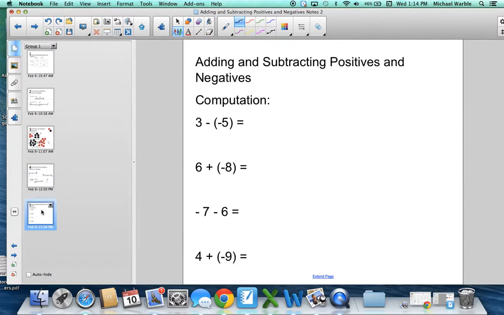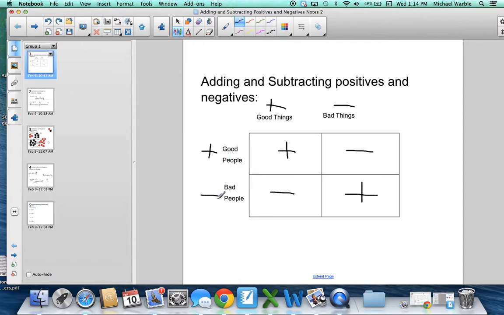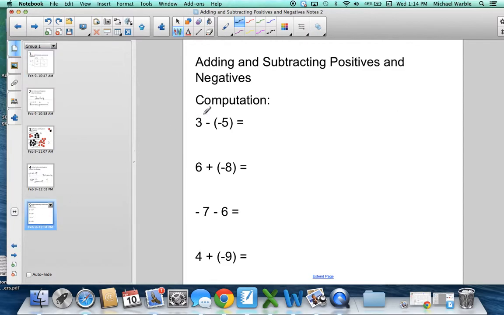We're just going to go into straight computation here, because a lot of you guys have good number sense, or this kind of stuff just makes sense to you. So we have 3 minus negative 5. We look at our little model here, 2 negatives equals a plus. So we go back and we can call this the same as 3 plus 5. And we get an answer of 8.